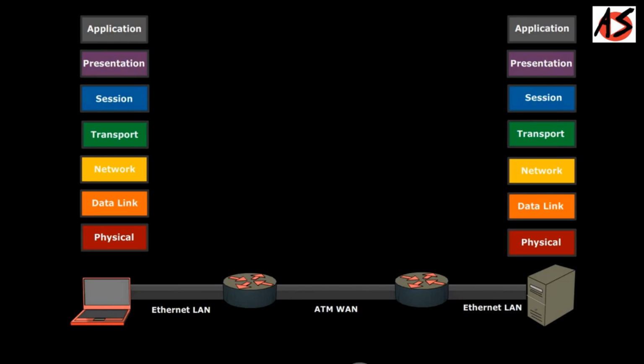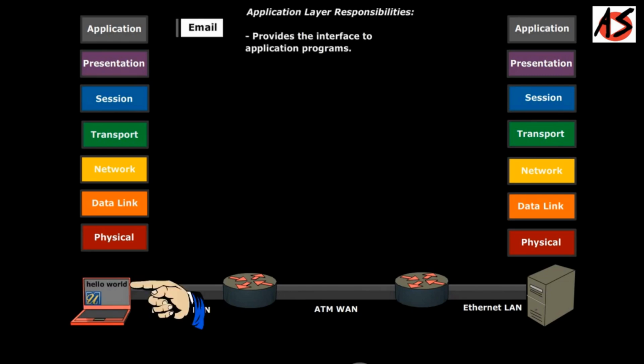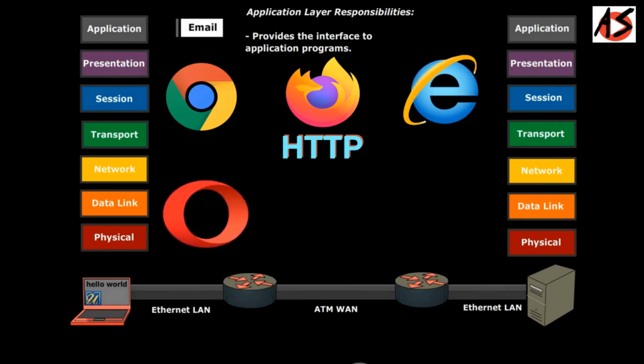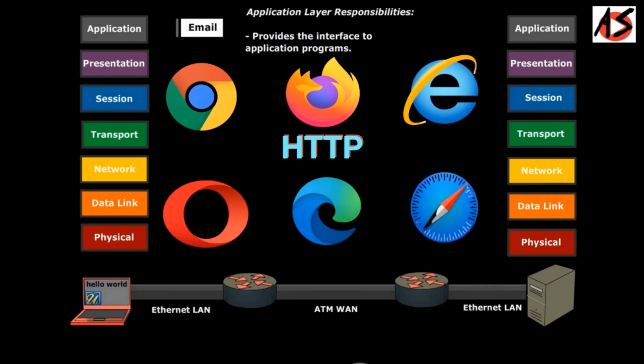Suppose here, the sender computer wants to send an email to a server, say hello world. First, your email application uses an application layer protocol, like SMTP, that provides the set of commands to tell the server how to handle the data. Suppose you are accessing a website, you can use the HTTP protocol, which sends different information to load the website in your browsers, like Chrome, Firefox, Internet Explorer, Opera, Edge, Safari, etc.